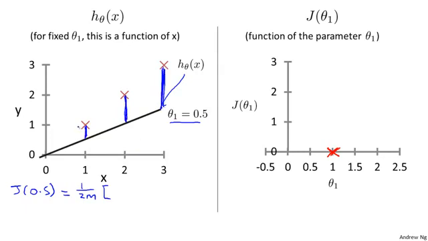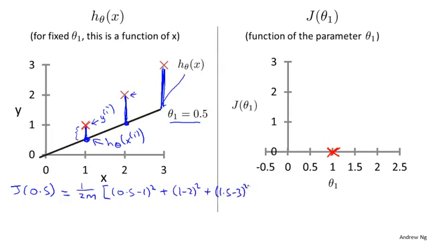Because this vertical distance, that's the difference between y_i and the predicted value h of x_i, right? So for the first example, this is going to be 0.5 minus 1 squared, because my hypothesis predicted 0.5, whereas the actual value was 1. For my second example, I get 1 minus 2 squared, because my hypothesis predicted 1, but the actual housing price was 2. And then finally, plus 1.5 minus 3 squared.